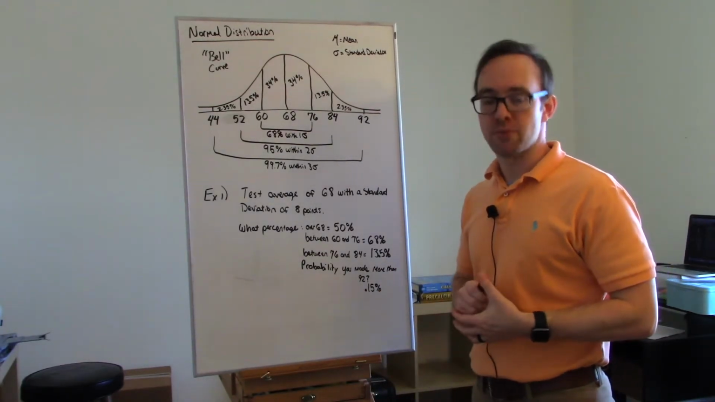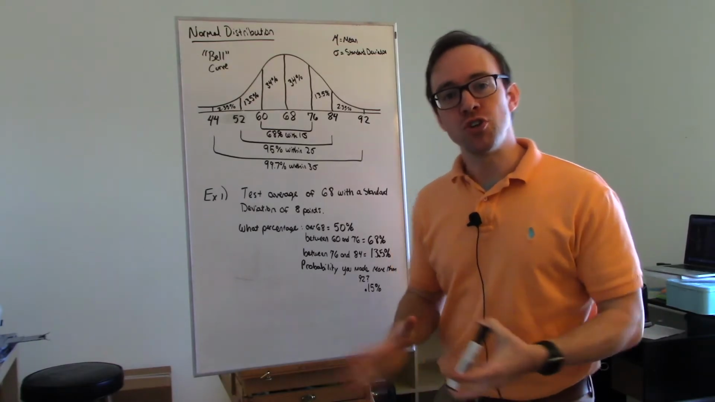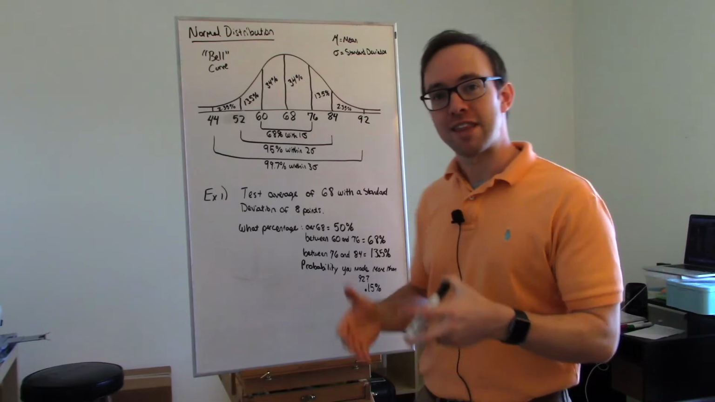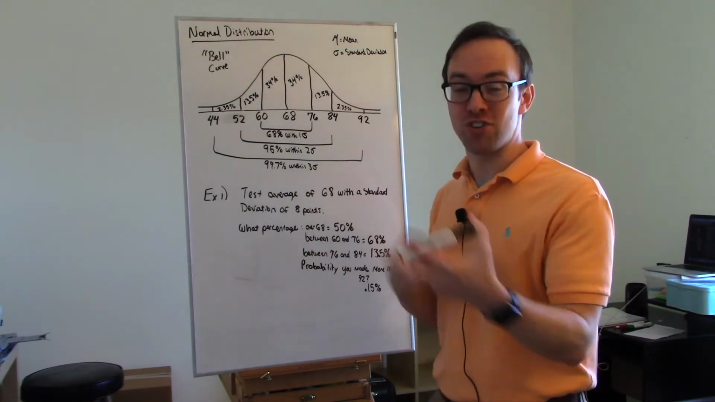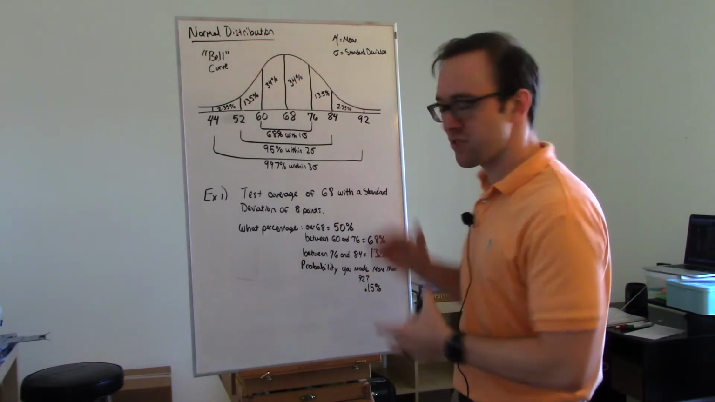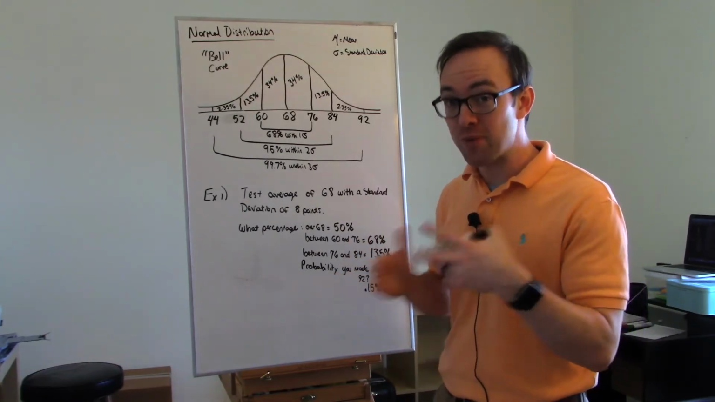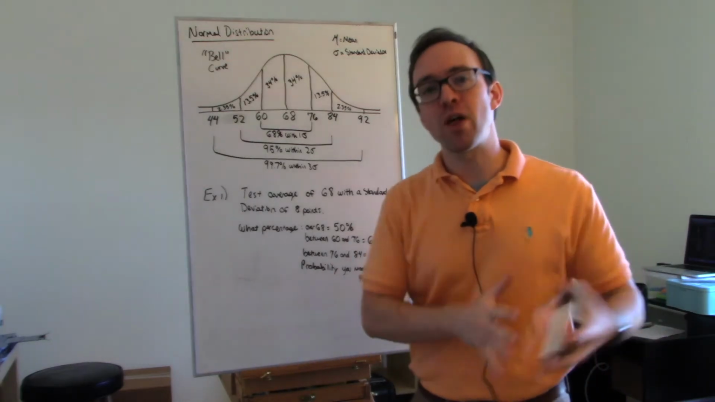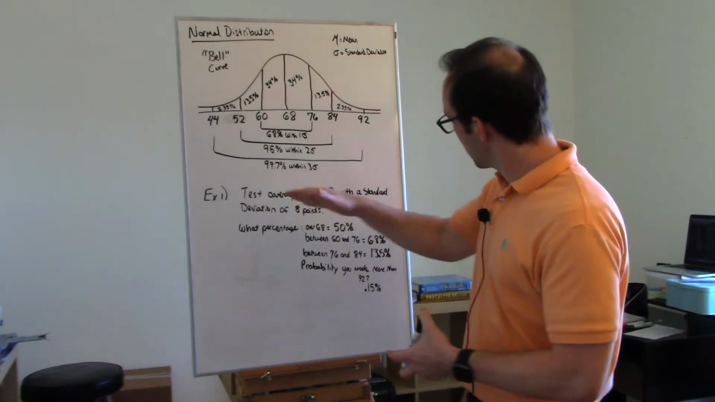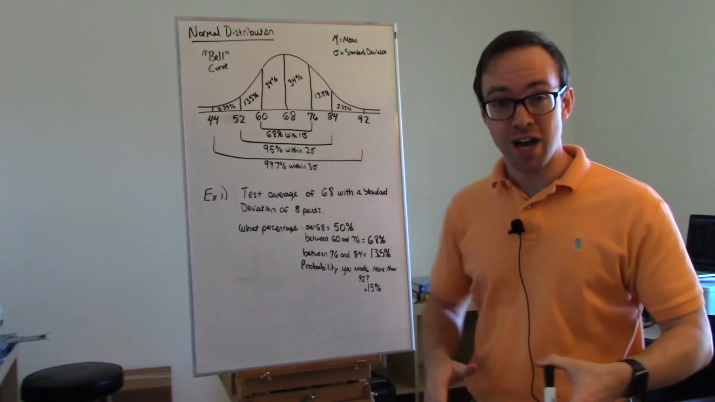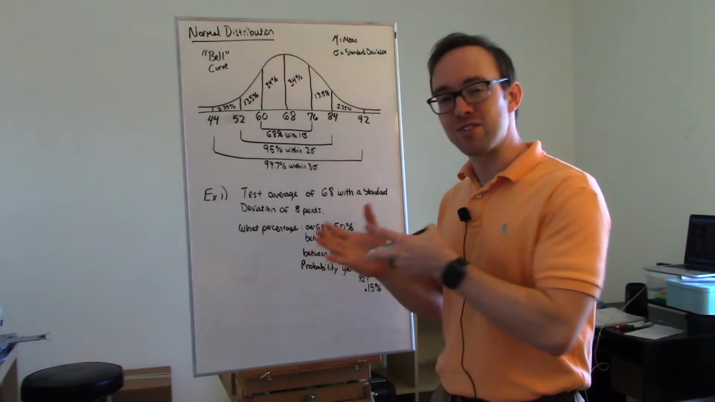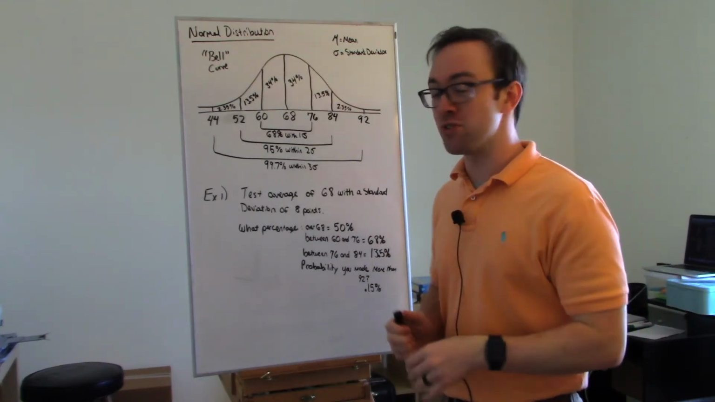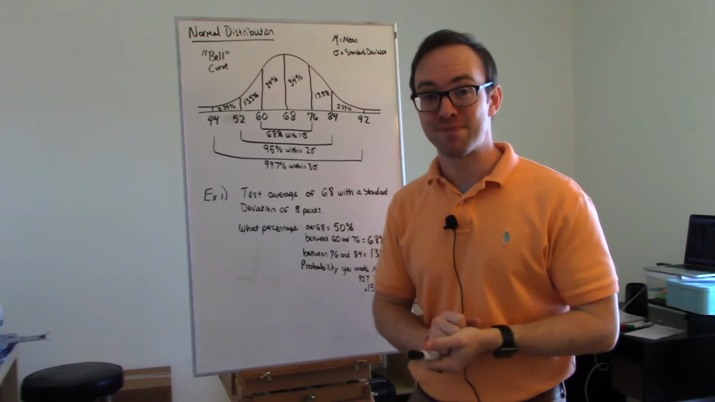or 0.15%. If it gave you the number of students testing, say there were 300 students that took this test, that came up with the average and the standard deviation, and you wanted to figure out how many actually scored above 92, you would take this percentage and multiply it by that number. So you would take 0.15%, so 0.0015, and multiply it by 300. And that would give you the number of students who scored above a 92.